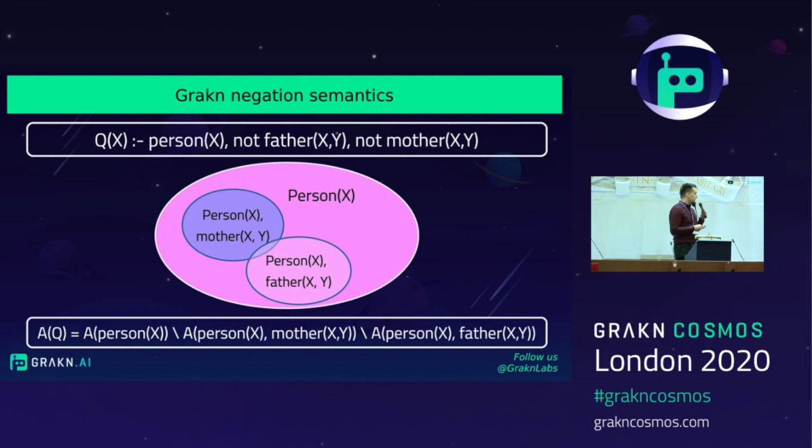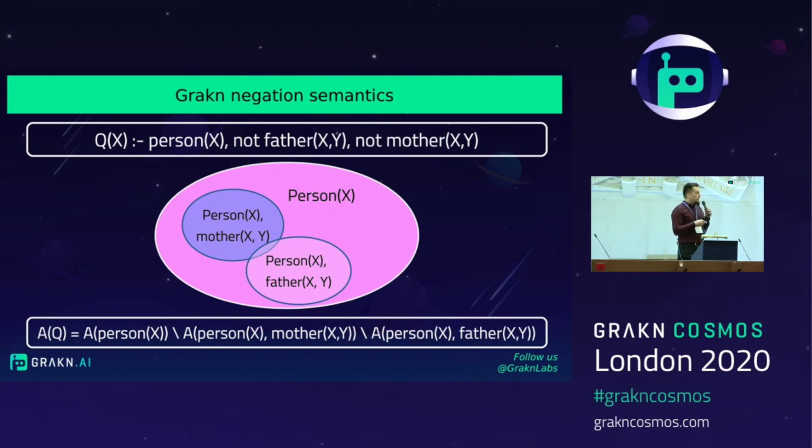Now, how do we do that? So let's look at an example. So in here, we actually want to know who is an orphan. So the query to actually retrieve this sort of information is basically, an orphan is a person that doesn't have a father, doesn't have a mother.